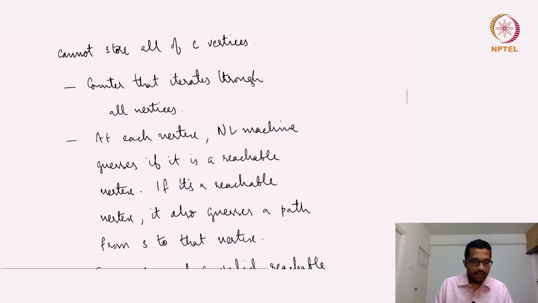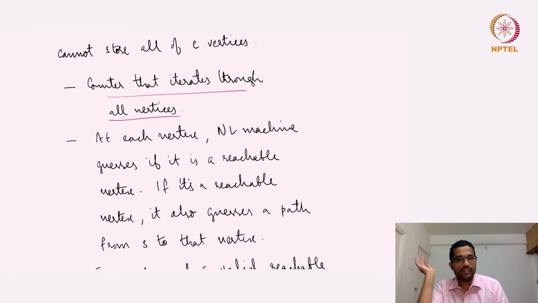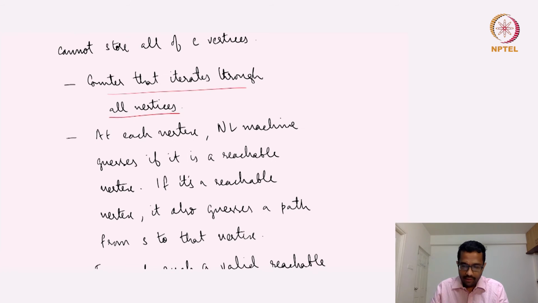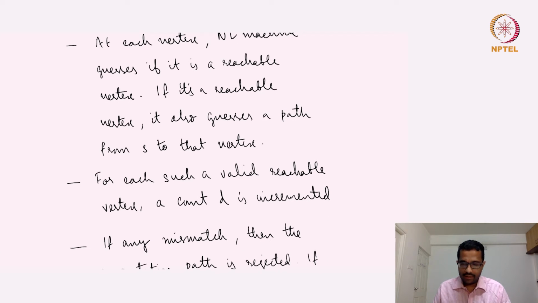So what we have is a counter that iterates through all the vertices. The counter could be, let's say, 1 to n if there are n vertices, so each vertex is a number from 1 to n. When you are at each vertex, the machine can guess whether it is part of the reachable vertices from S or not. Let's say the first vertex is guessed to be reachable. If it is guessed to be reachable, we also guess a path from S to that vertex, vertex 1. And once we get a path, we can verify that this path is a correct path. If vertex number 1 is guessed and correctly verified, we increment a count.